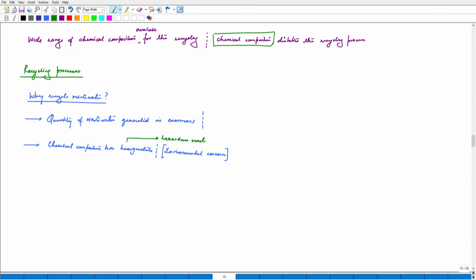Hazardous waste. Now, how do we really go about the recycling process itself? So, conventional processes are basically the precipitation, chemical precipitation.